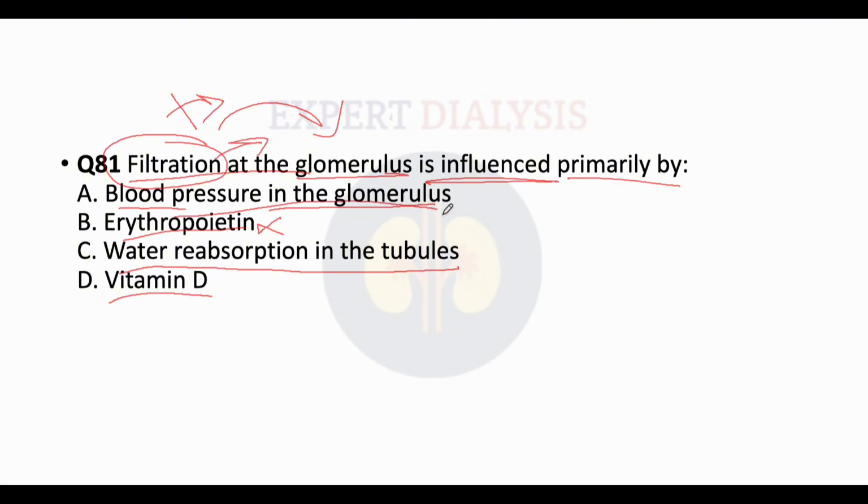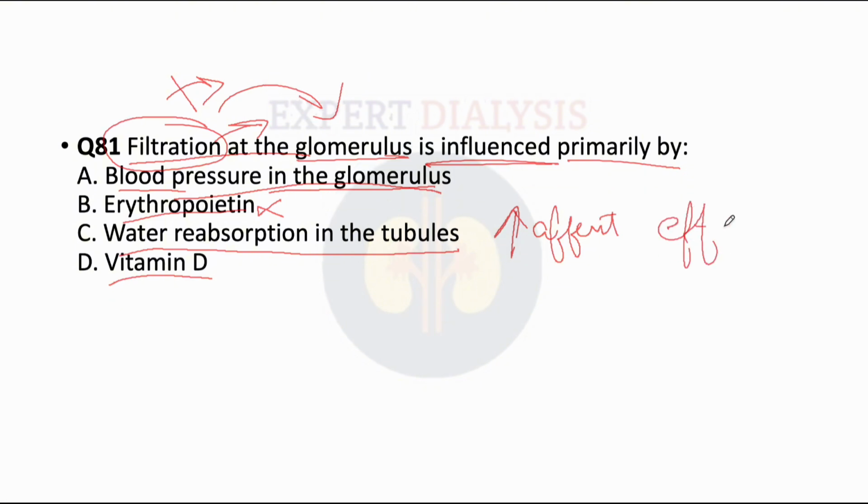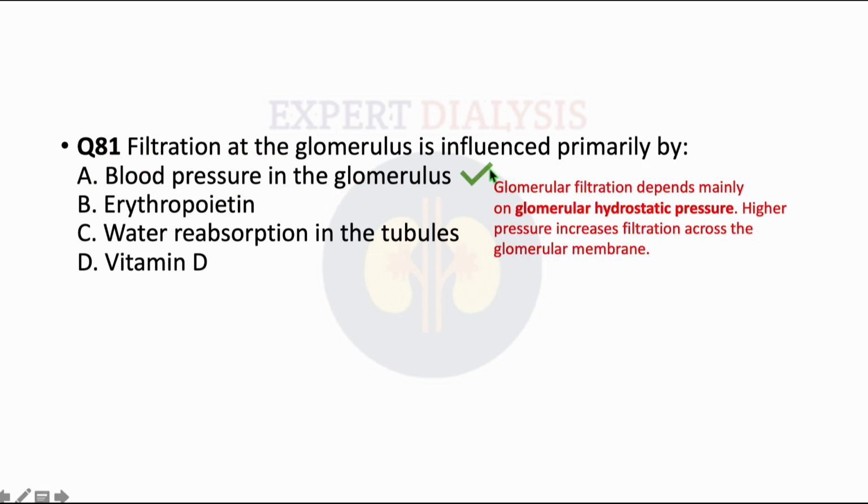But blood pressure in the glomerulus, like afferent or efferent, if there is certain fluctuation, if the efferent is higher or lower, then the filtration rate gets changed significantly. So the answer will be A. Let's see the explanation part. Glomerular filtration depends mainly on glomerular hydrostatic pressure. Higher pressure increases filtration across the glomerulus membrane. So yes, the answer will be A.